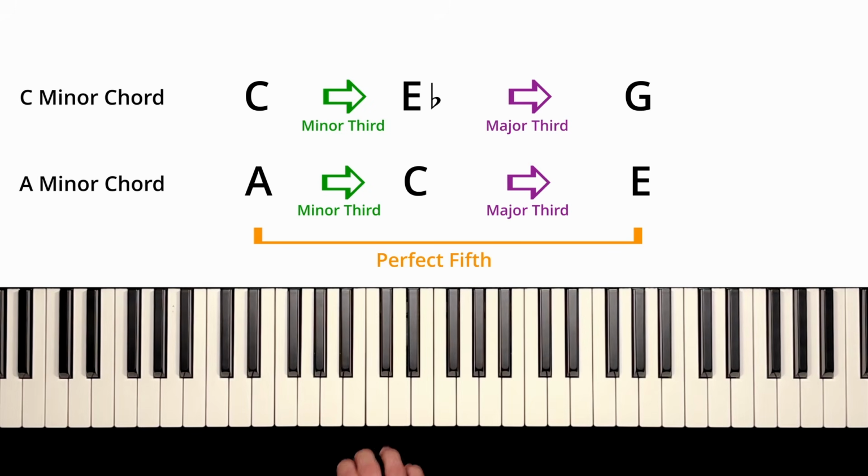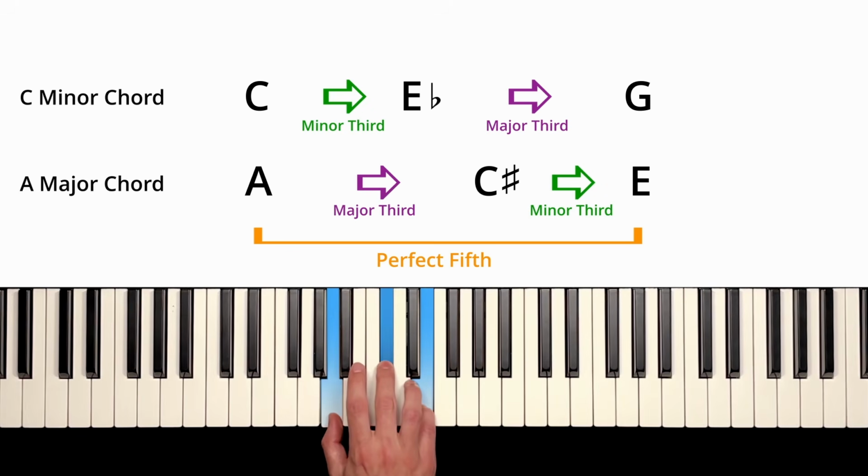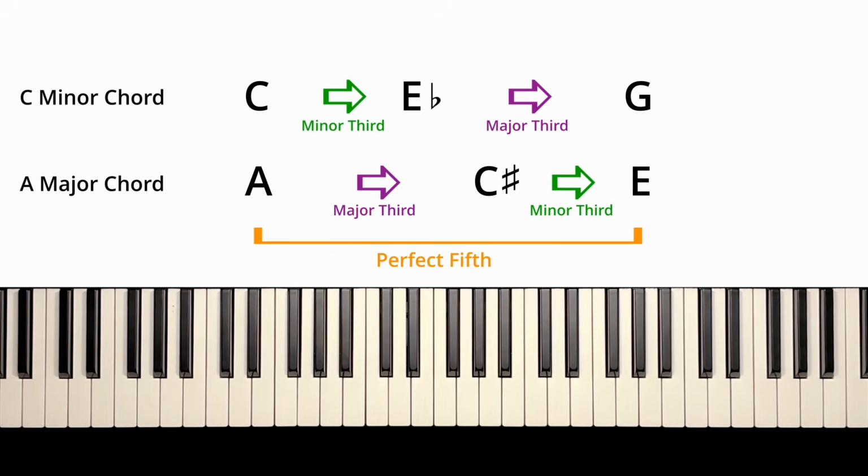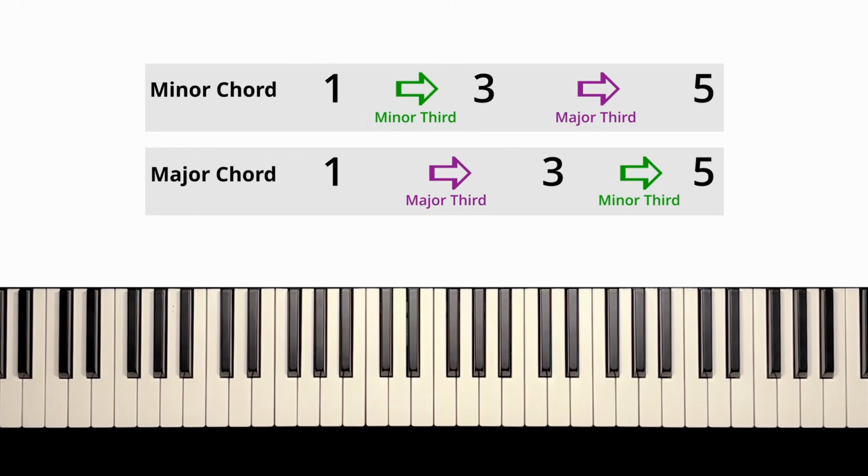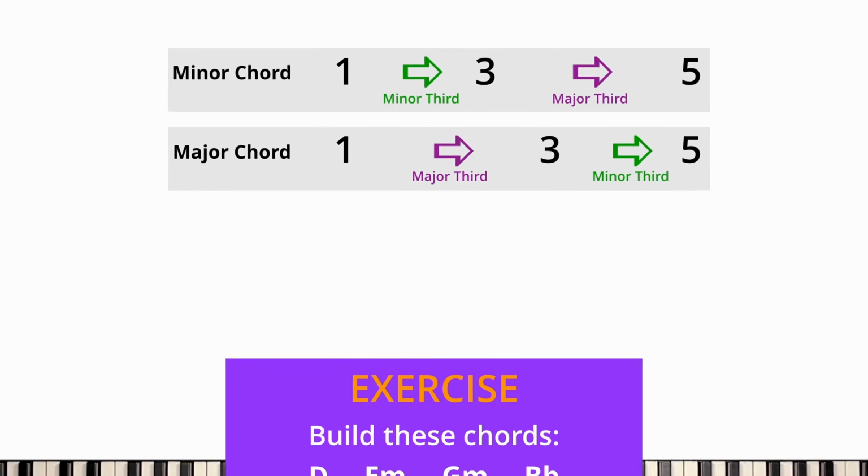Likewise, we can transform our A minor chord into an A major chord by simply raising the middle note from C to C sharp. With this formula, you can now build any major or minor chord. So why don't you try to figure out the following chords yourself?